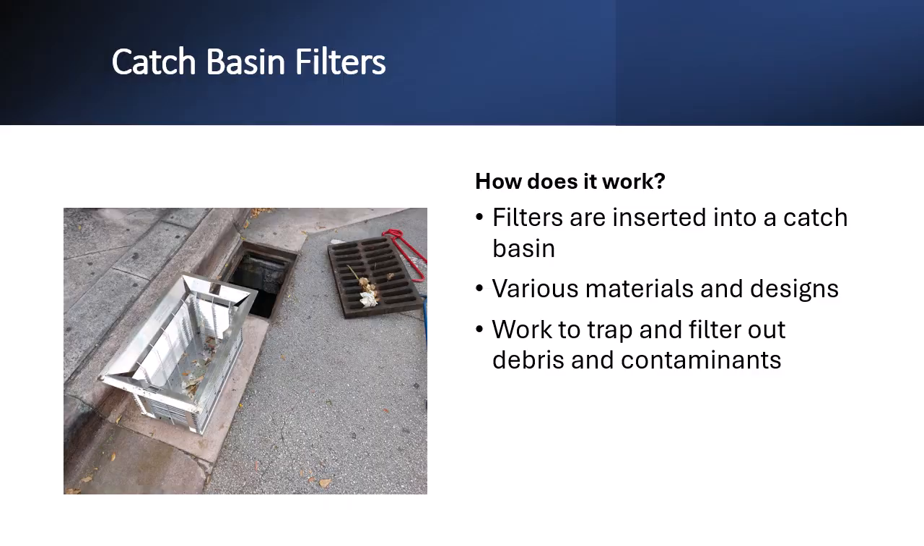Catch basin filters also do exactly what their name implies. They are inserted into a catch basin and work to trap and filter out debris and contaminants in stormwater. What they're able to trap and filter depends on the materials they're made of and the size of the holes in the filter material. Common materials include metal, plastic, and specialized fabrics. Materials with larger holes work on debris and contaminants like litter and leaves. Filters with smaller holes can filter things like sediment and sand.